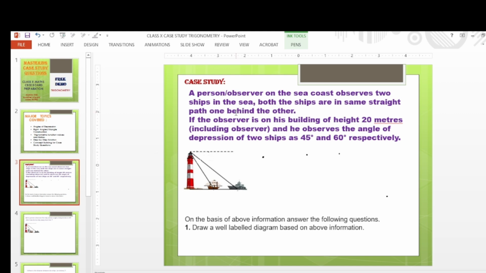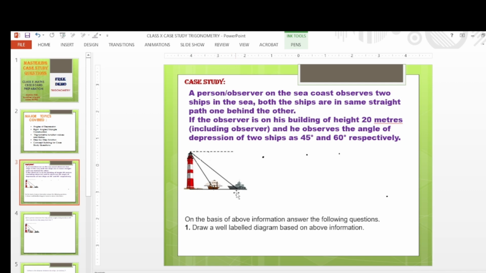A person or observer on the sea coast observes two ships in the sea. These are the two ships. Both the ships are in the same straight path, one behind the other. They are on the same side. Sometimes the students don't read the question and they draw it on the other side of the building. So they are on the same side, so you have to keep it on the same side only.